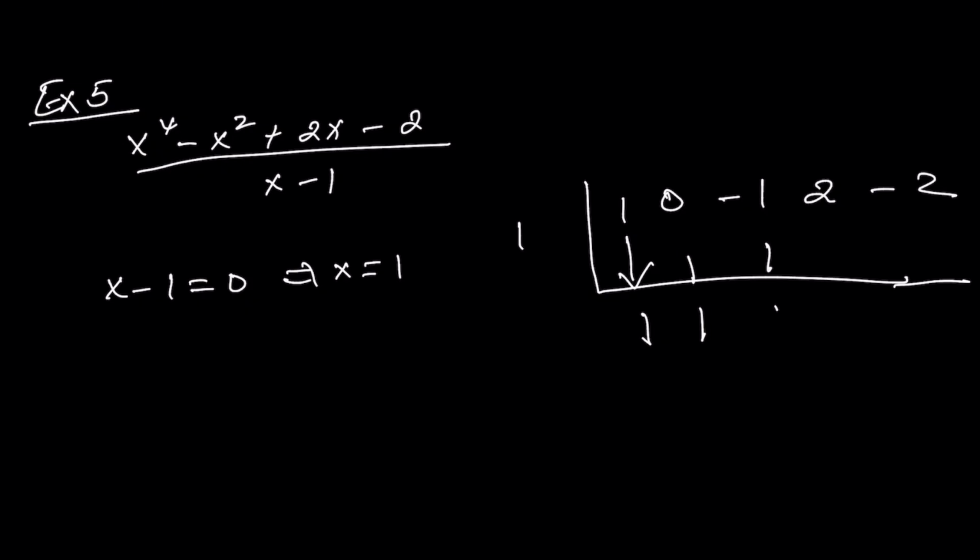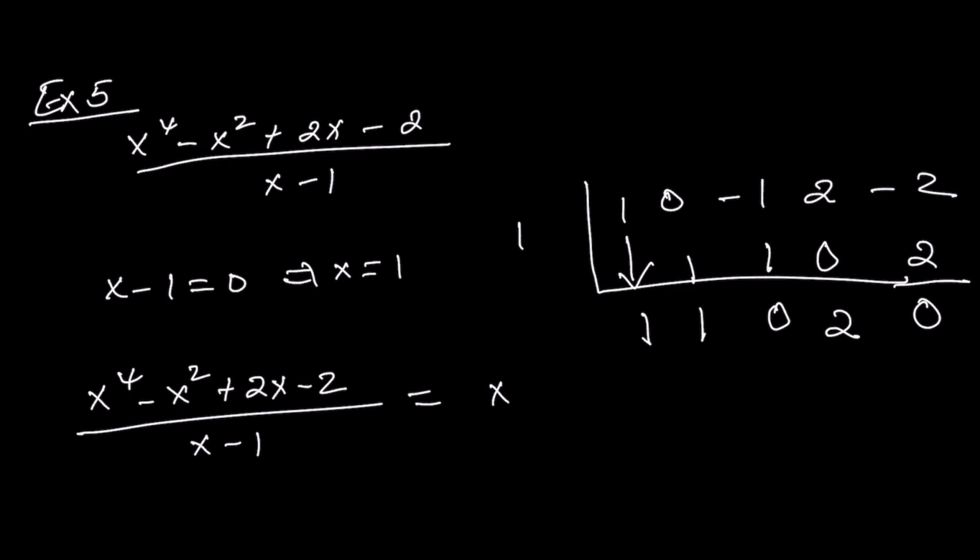Add to negative 1 to get 0. 1 times 0 is 0. Add to 2 to get 2. 1 times 2 is 2. Add to negative 2 to get 0. The remainder is 0, so the divisor is a factor. The quotient is x cubed plus x squared plus 2.